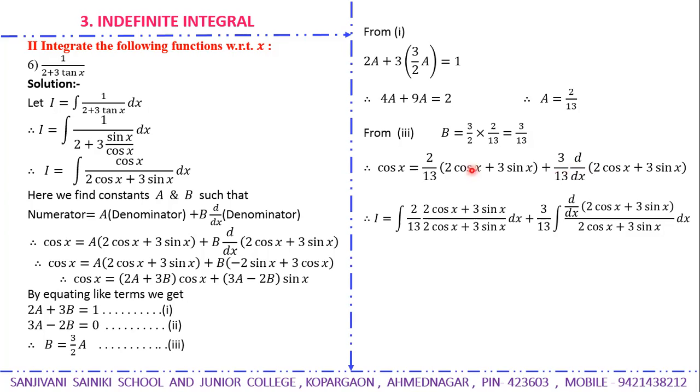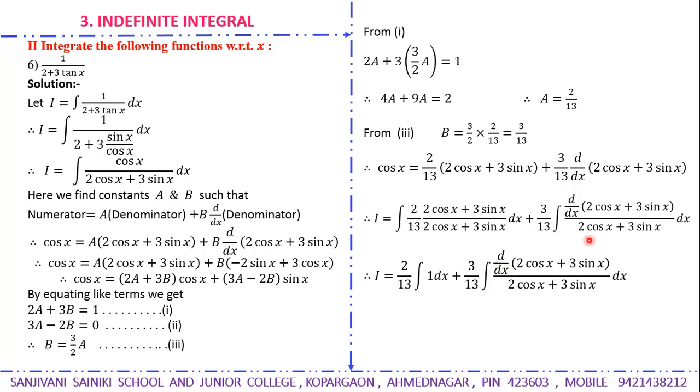So replace the numerator by this term and separately divide by the denominator. You will reach this step. Here this cancels with each other. You get 2 by 13 into the integral of 1 dx plus 3 by 13 into the integral of d by dx of this upon this.